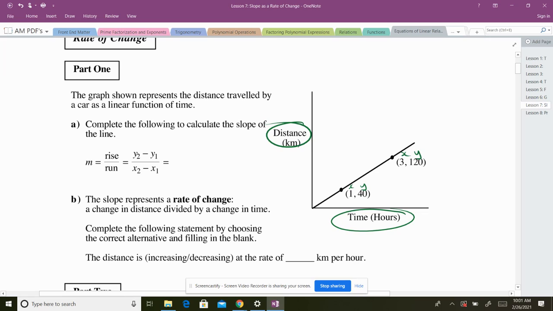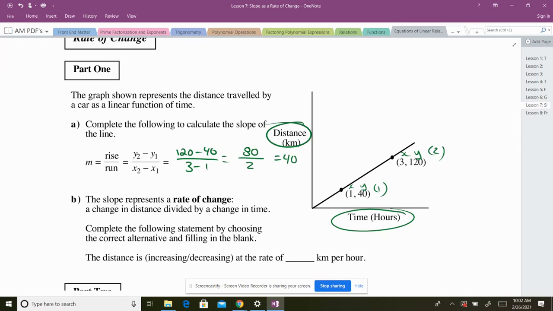So they've nicely laid out the equation for us. y2 minus y1. Does it matter what you call set 1, set 2? No. So I'll just call this set 2 and this set 1. And I will just do this first. So 120 minus 40 is 80. 3 minus 1 is 2. That gives me 40. Does everybody agree with that?